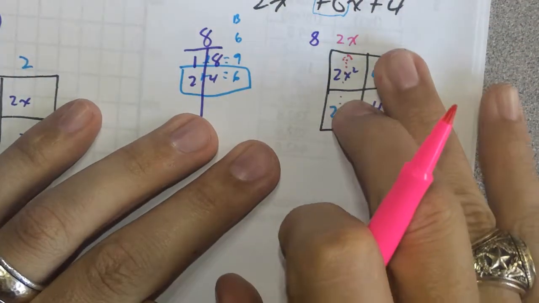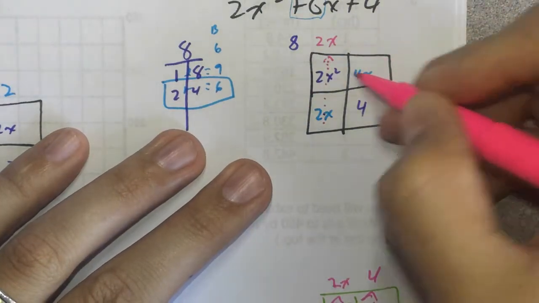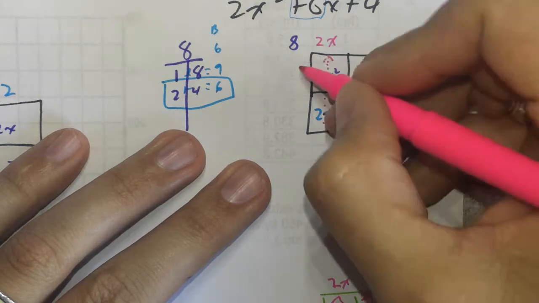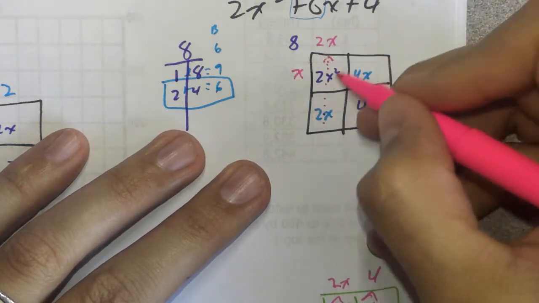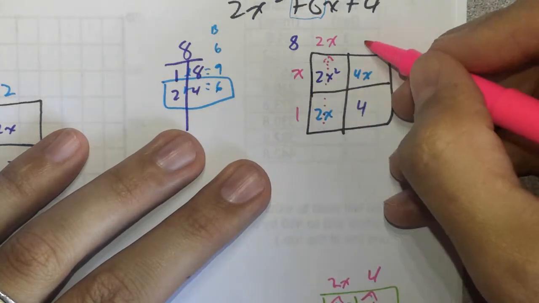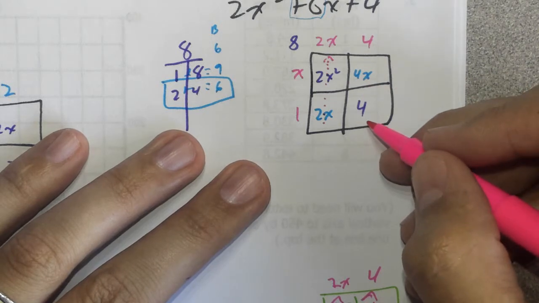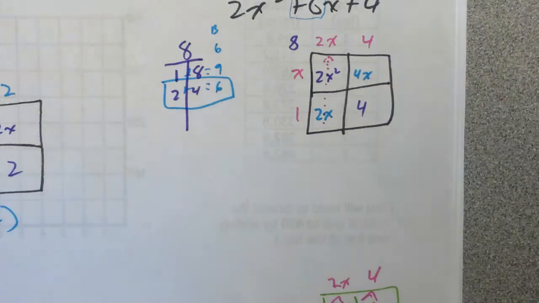Then we piece together the rest without using the GCF. We have 2x times x would be my 2x squared. This needs to simply be a 1, and this needs to be a 4. Again, I checked this last one, and I end up with 4 right there. Perfect.